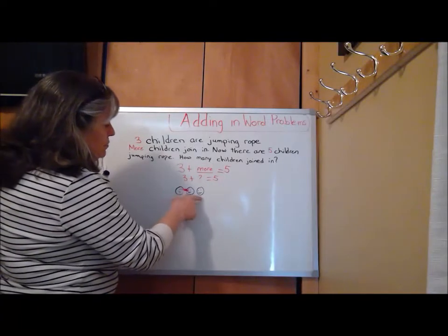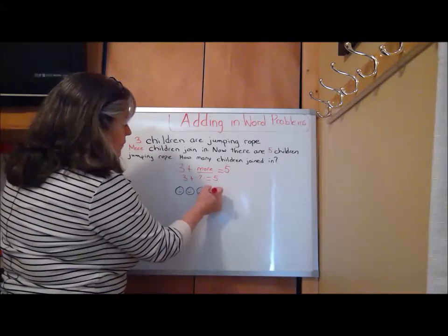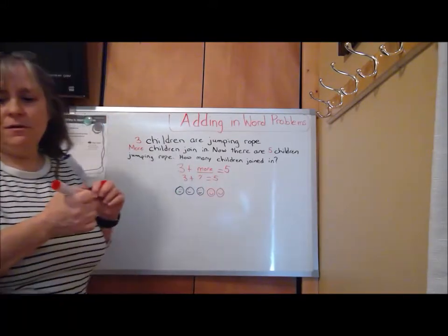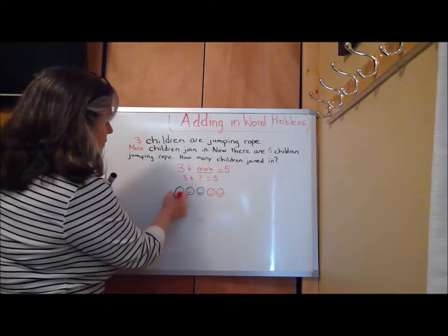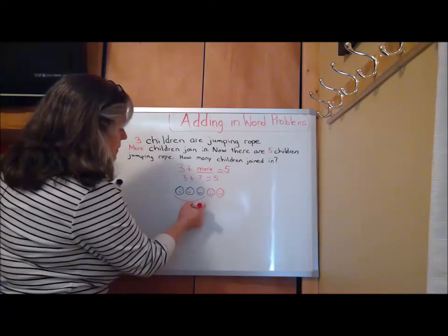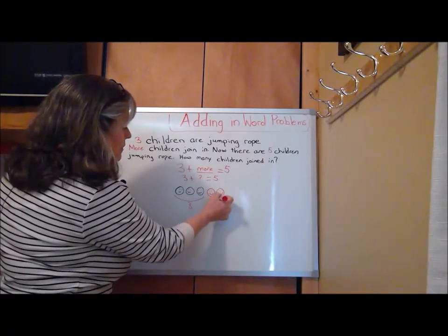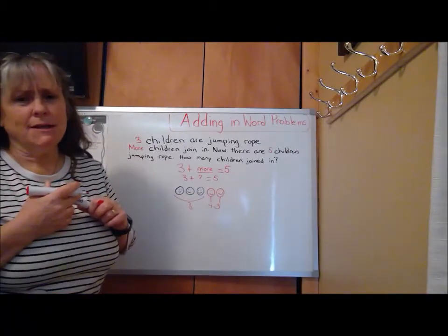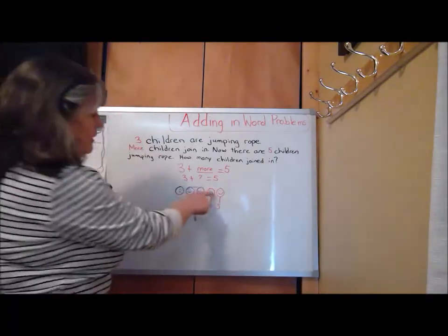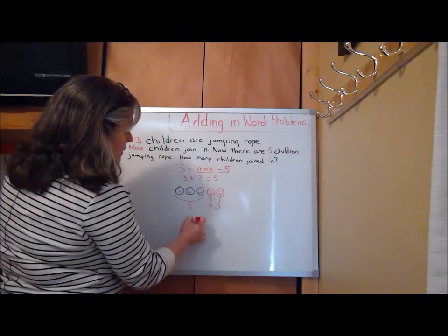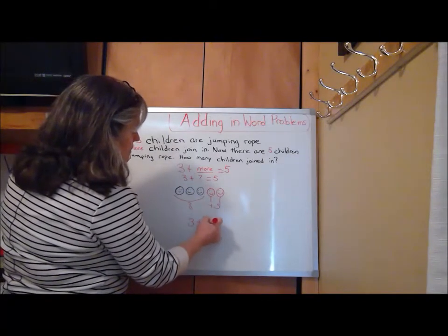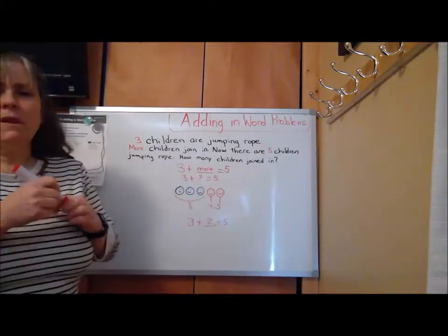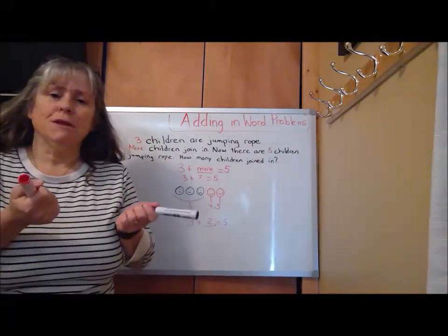So I have 1, 2, 3, 4, 5, right? So I have 3, 4, 5. So how many kids jumped in? 2, right? I have 2 right here. So 3 plus 2 equals 5. Is that how you did it? Or did you do something different?